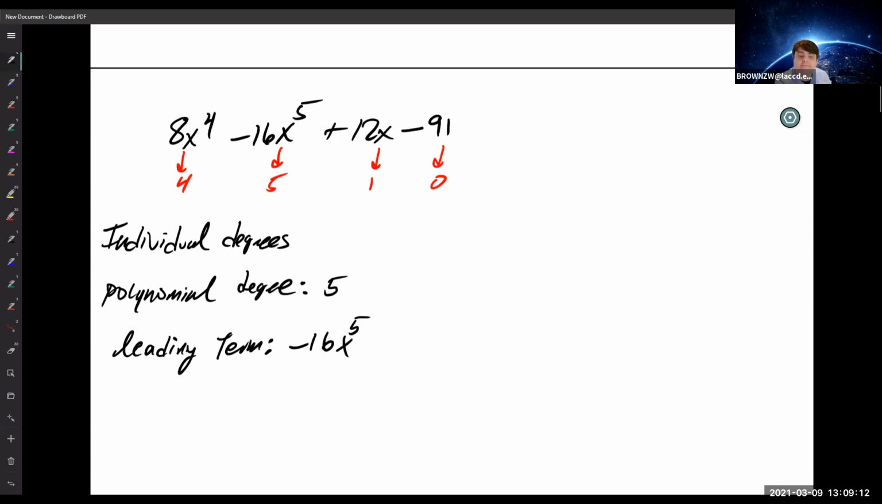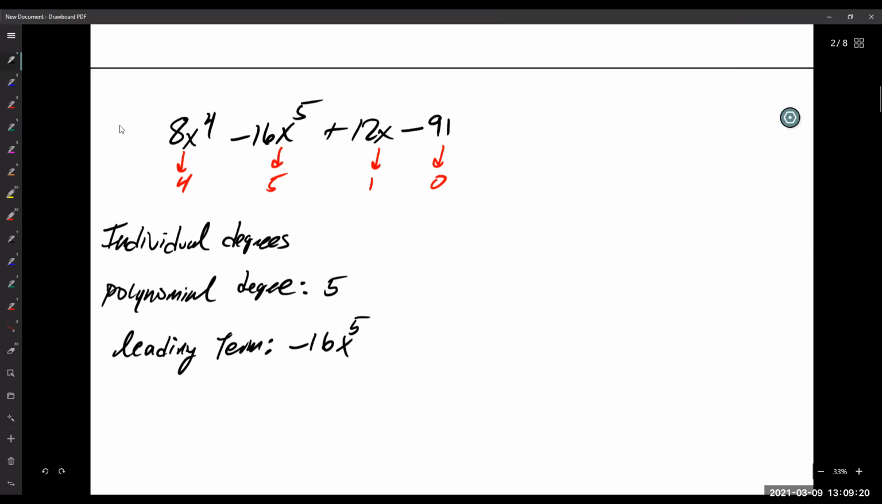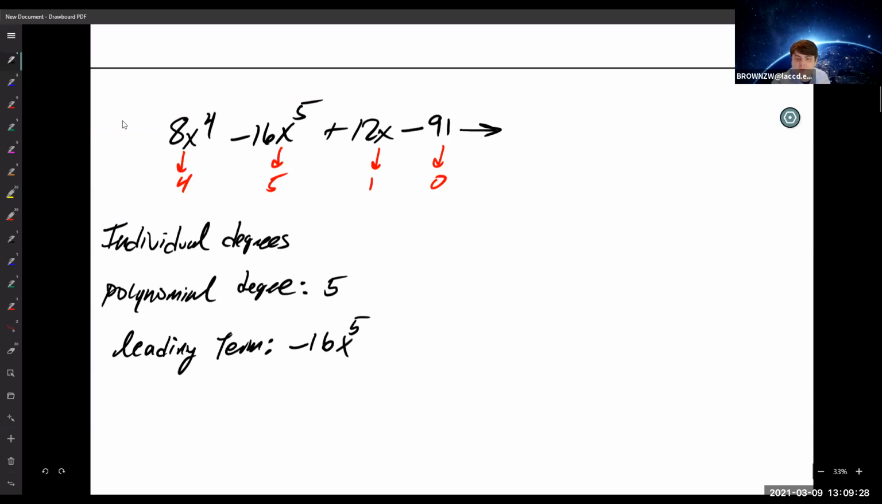Questions about this, anybody? Professor, for individual degrees, would we write 0, 1, 4, 5? Yeah, if you want, you could. If you're going to reorder it, we tend to go from top down. So you would say negative 16x to the 5th plus 8x to the 4th plus 12x minus 91, if you're going to actually reorder them.